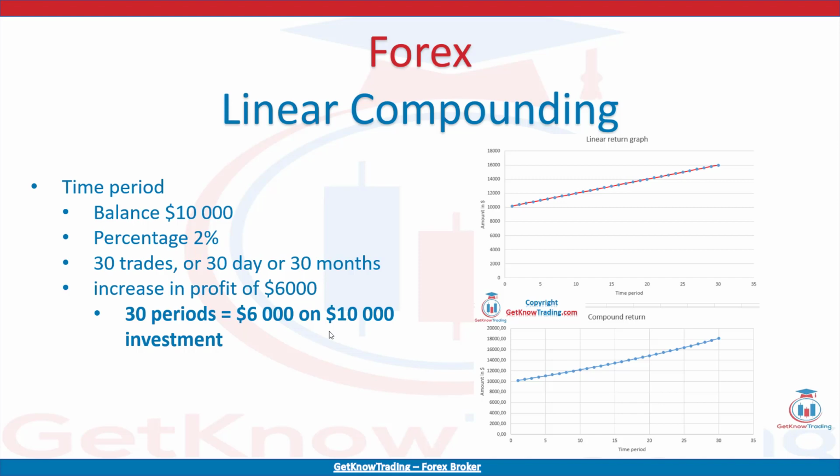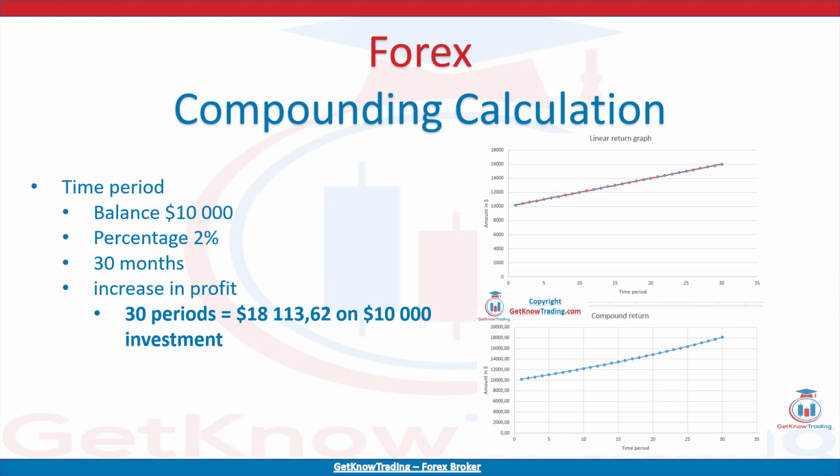Linear calculation gives you an increase in profit of $6,000. So, if you use the 30 months period, you will have $6,000 on a $10,000 investment. When you use compounding calculation, with the same conditions as with linear calculation, and that is 2% of profit, $10,000 initial investment and 30-month period, you get this.